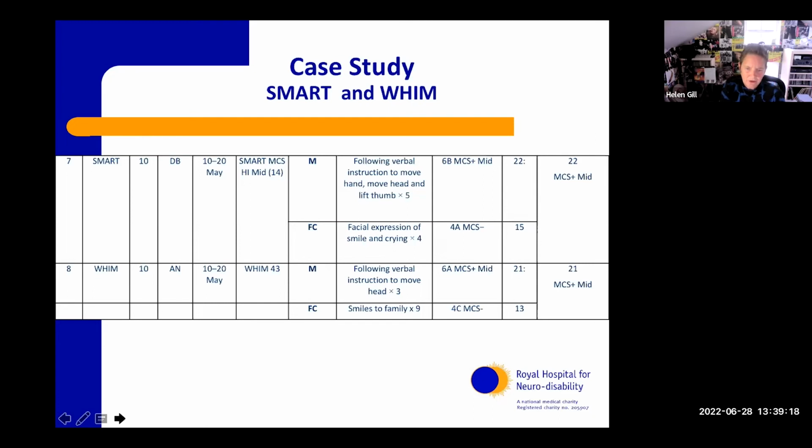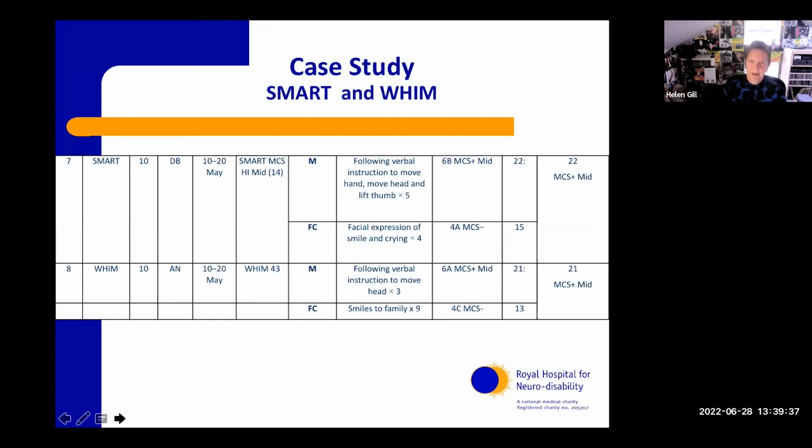And then they're also showing that the patient smiles to the family, and that is quite often. So it's 9 times in those 10 sessions. So we have here more consistency here, don't we? So that's 4C13, actually. Yeah.